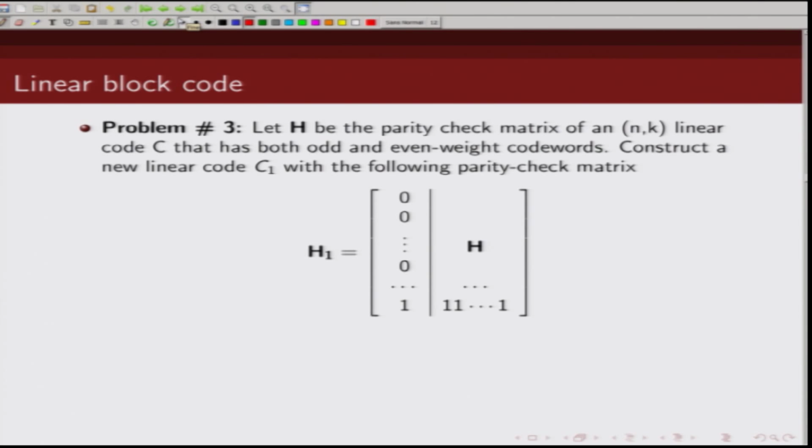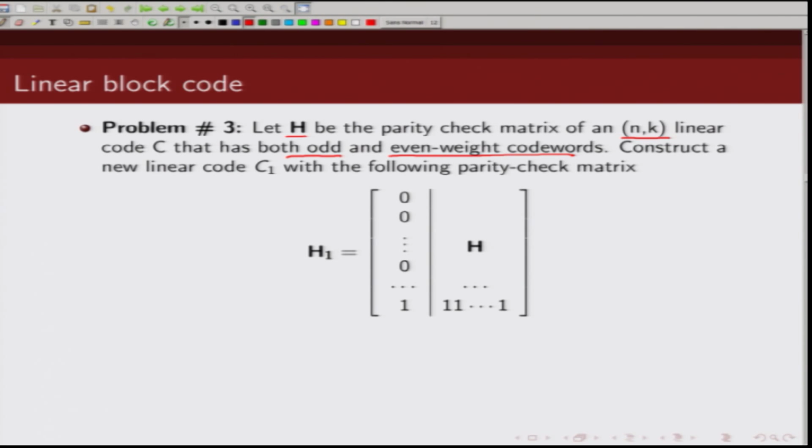Next, we are given a parity check matrix H of a linear block code with parameters n and k, and it is given that this code C has both odd weight code words and even weight code words. In other words, the number of ones in the code words contains both odd numbers of ones as well as even numbers of ones.